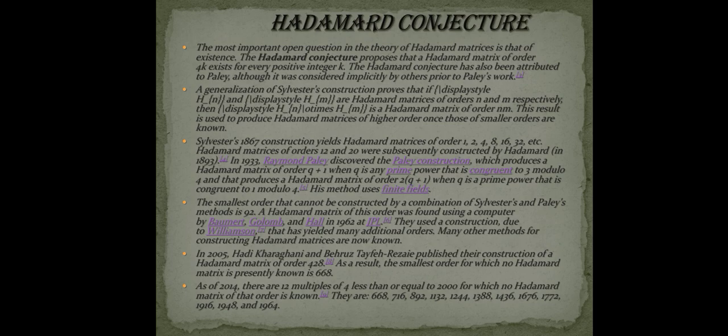A generalization of Sylvester's construction proves that if Hadamard matrices of order n and m exist respectively, then their Kronecker product can be used to produce Hadamard matrices of higher order. Those of smaller order are known.